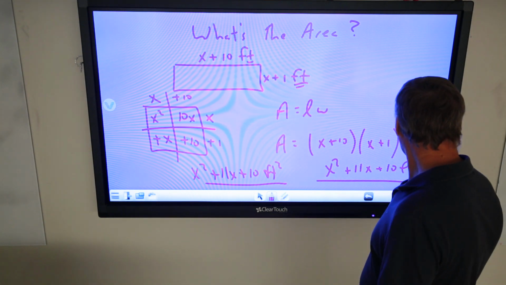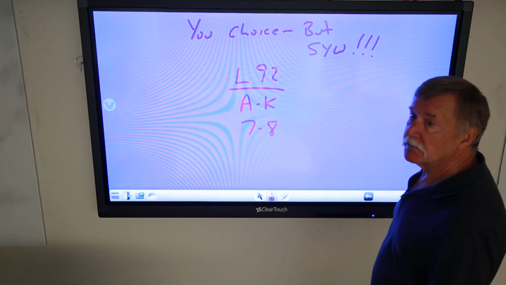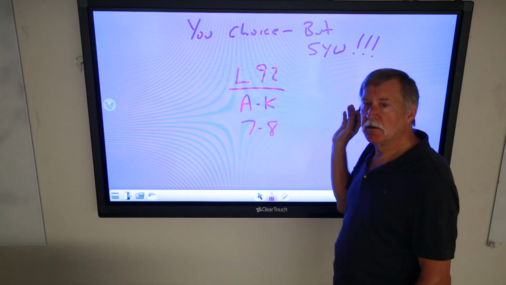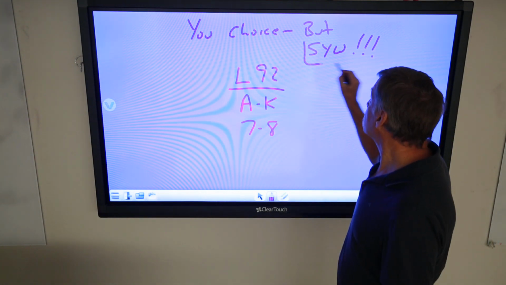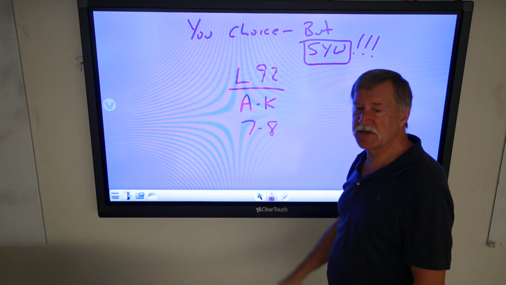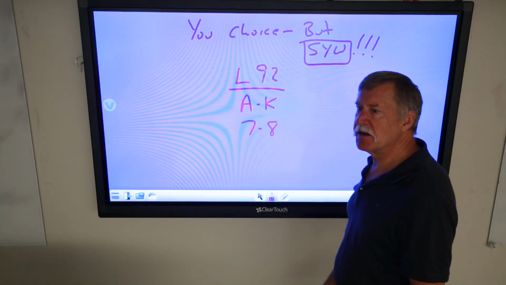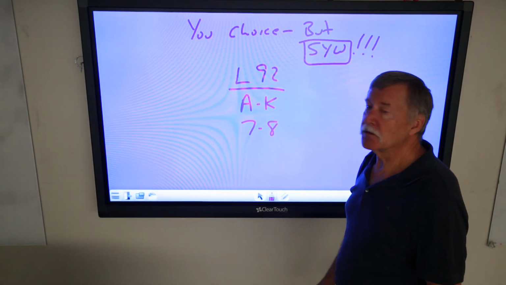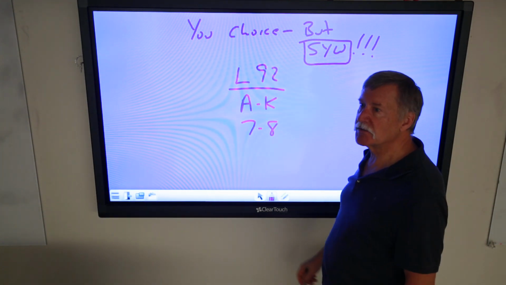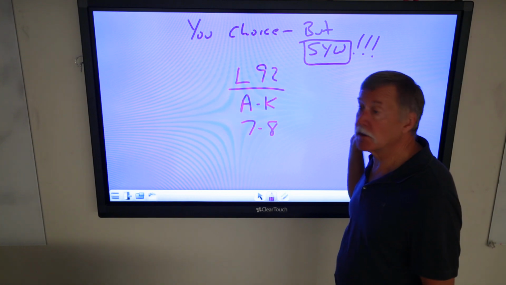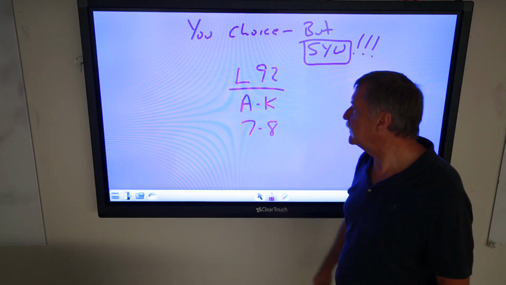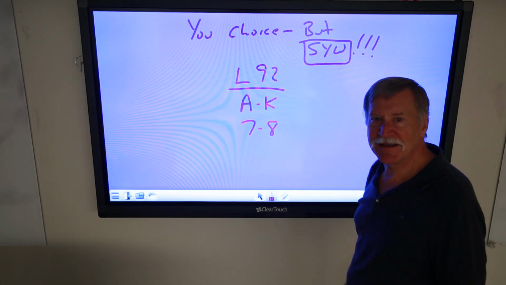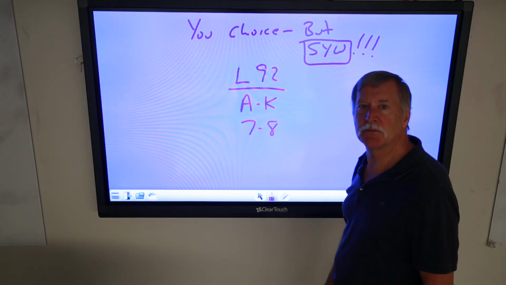All right, so your choice of how you do this, but I do want to see your work on this stuff, regardless of how you do it. Even if you just stare at it and write down the correct answer, I'll know you did it by FOIL. Otherwise, I want to see stacking, I want to see lattice, or I want to see the two inner terms when you FOIL it. So lesson 92, A to K and 7 to 8. And you're well on your way towards 8th grade math.